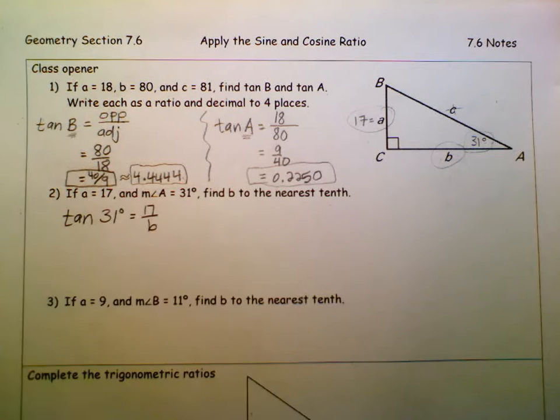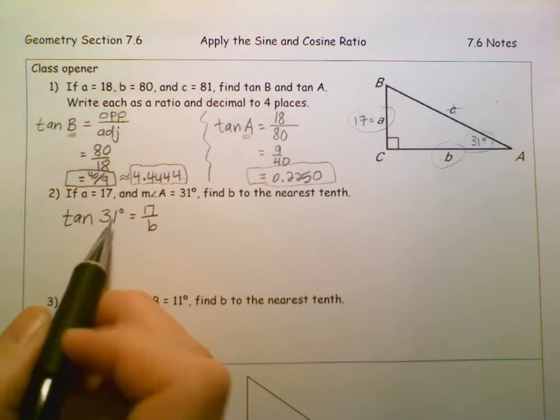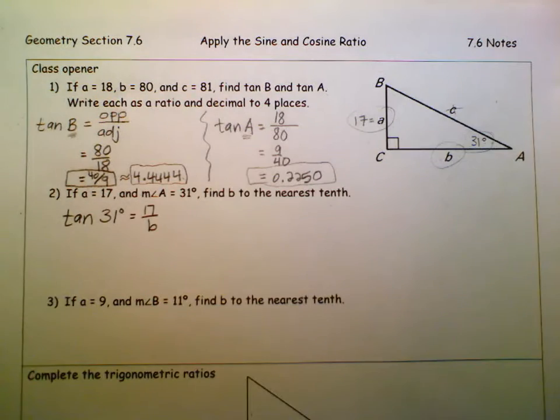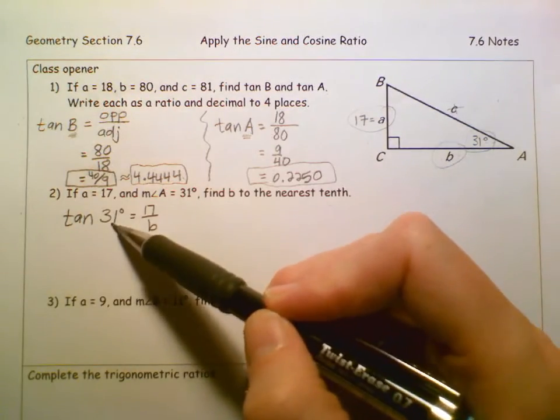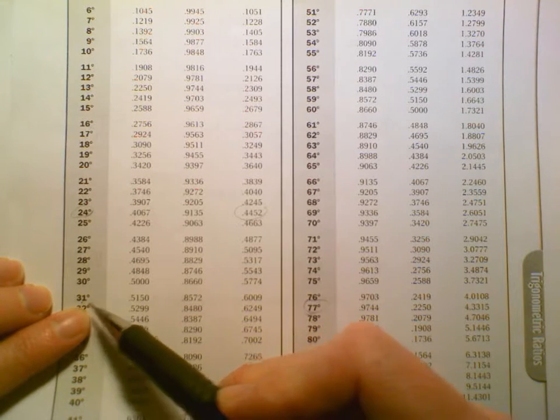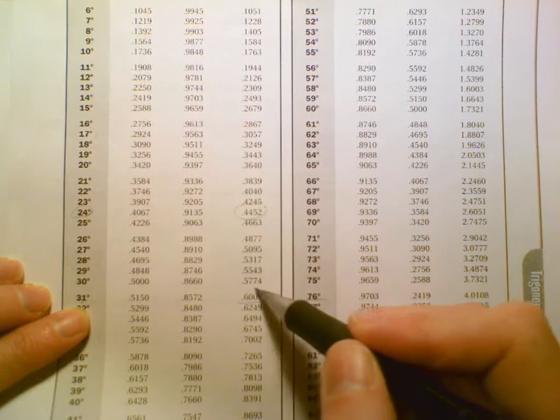17 over B. Okay, so from here, we're just going to go ahead and solve for B, but this number right here, we can get from our chart, right? This tangent of 31 degrees, let's go find 31 degrees. 31 degrees, we go over to 0.6009.